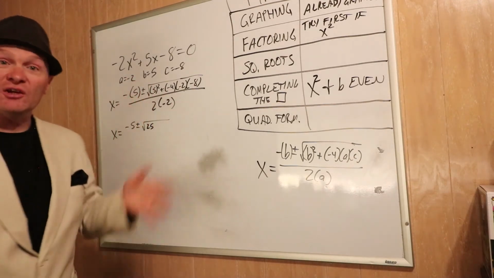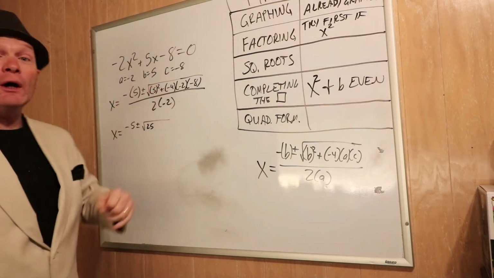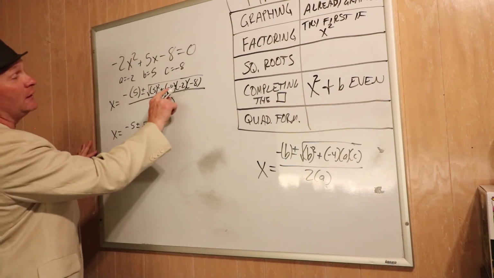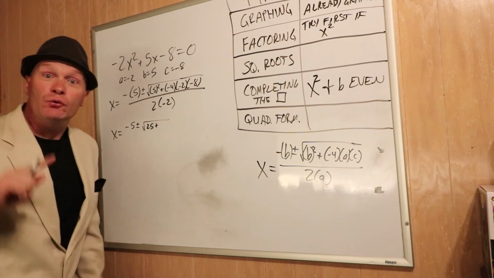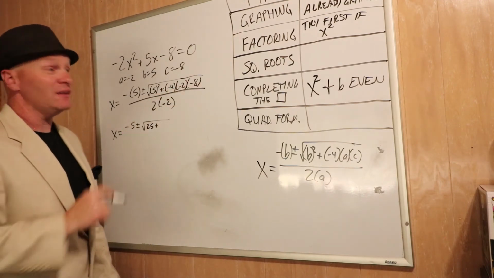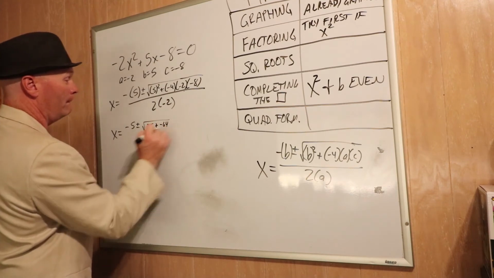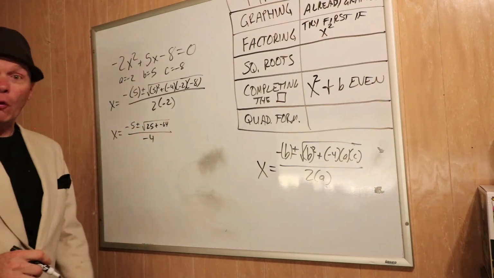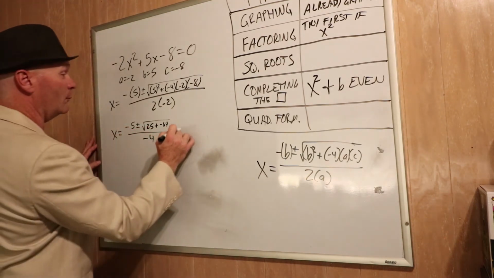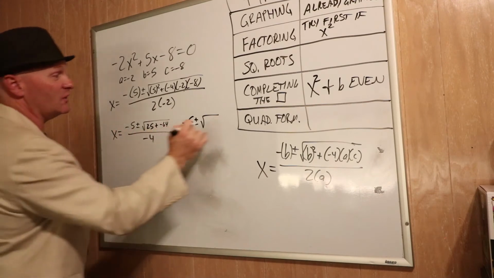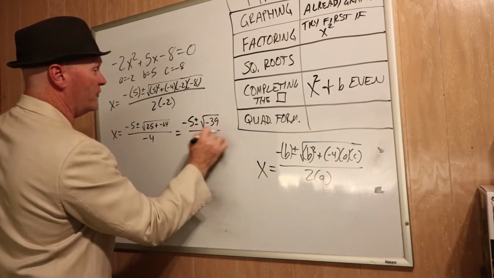Or 5 plus 5. Okay? Remember, 5 squared means 5 times 5. And then let's see. Plus negative 4 times negative 2 is positive 8. Positive 8 times negative 8 is negative 64. All over negative 4. We can simplify a little bit more. Let's see. 25 minus 64 is negative 39.